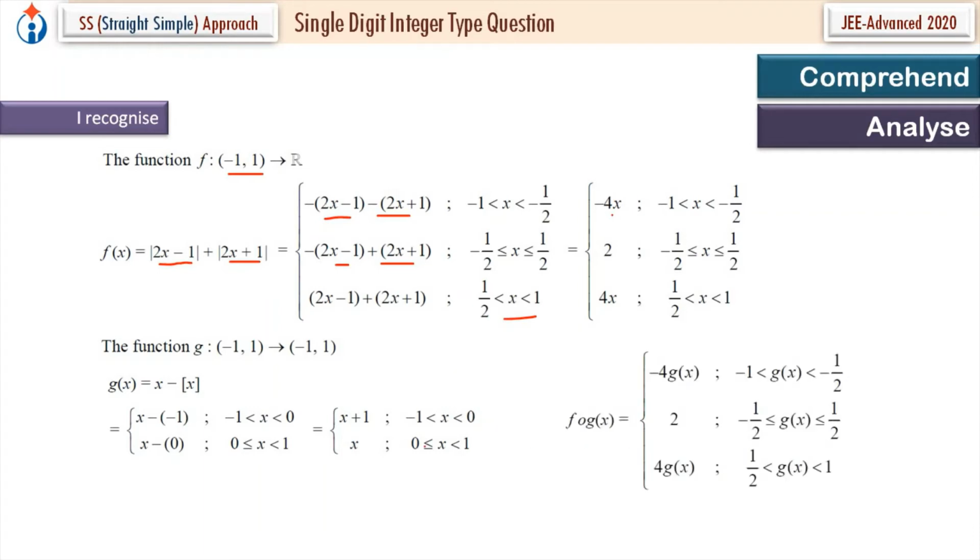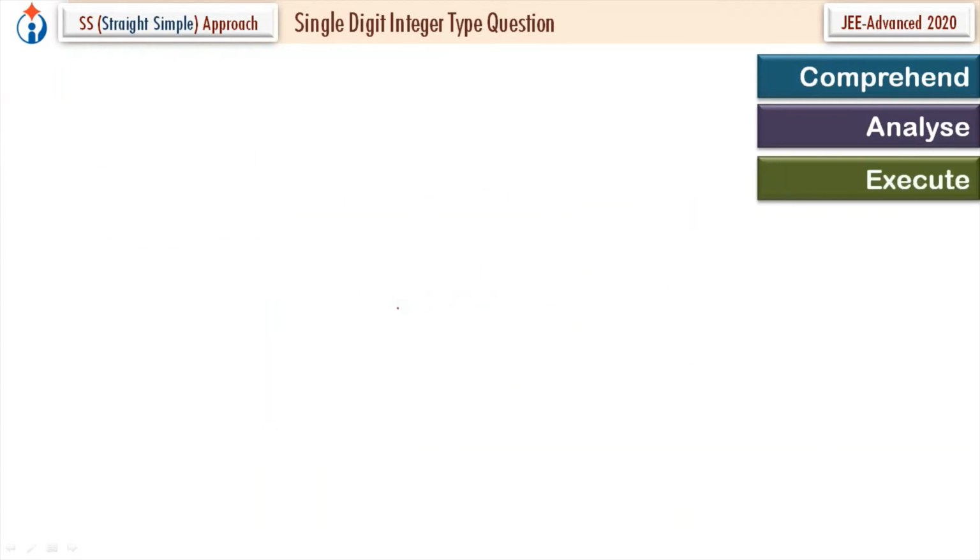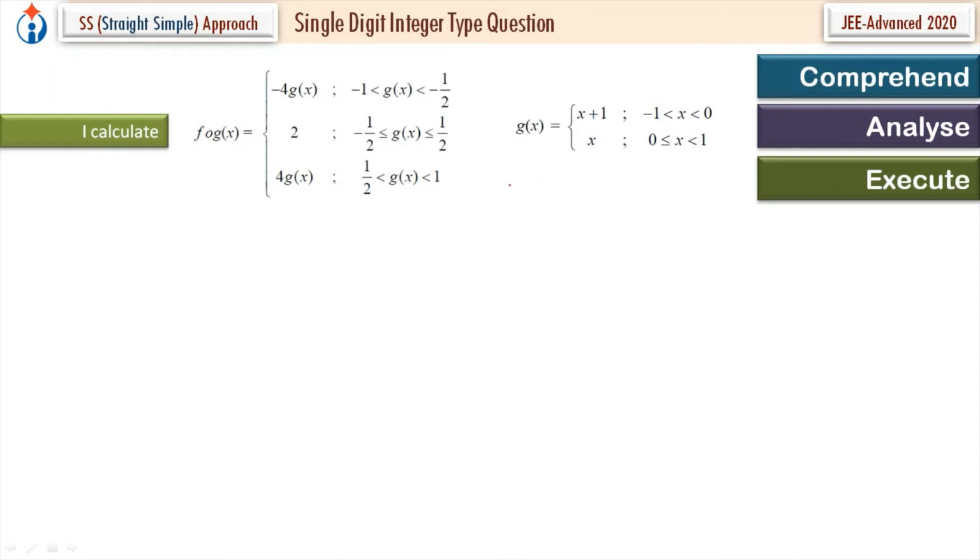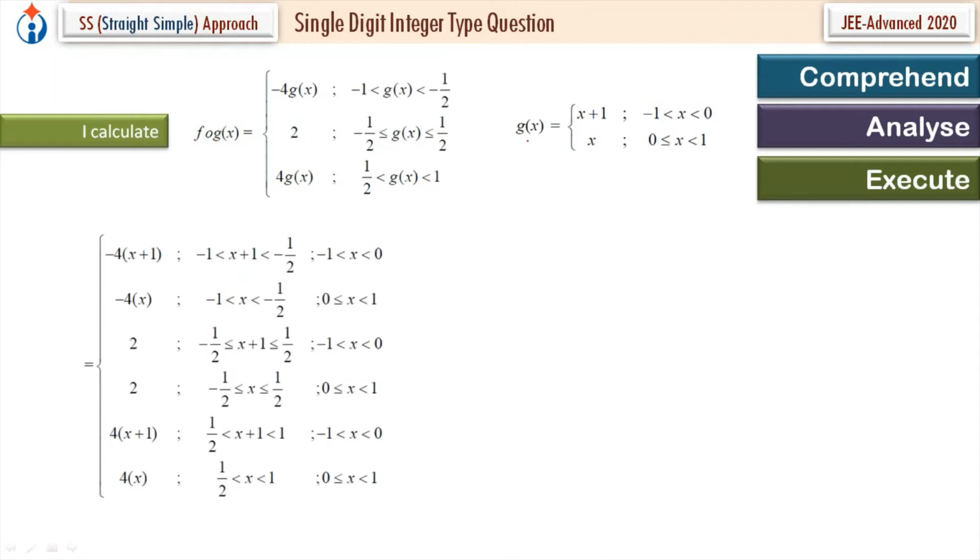So f of g: in f, anywhere we have x, we will put g(x) there, and the value of g(x) should satisfy this. So we got this. Now let's go ahead and do the calculation part. So f of g is this, g(x) is equal to this. g(x) can take two values, either x plus 1 or x, if x is from -1 to 0 or 0 to 1. So everywhere I have to check both the values. Here I'm taking g(x) equal to x plus 1 first. So the value of g(x) should satisfy this.